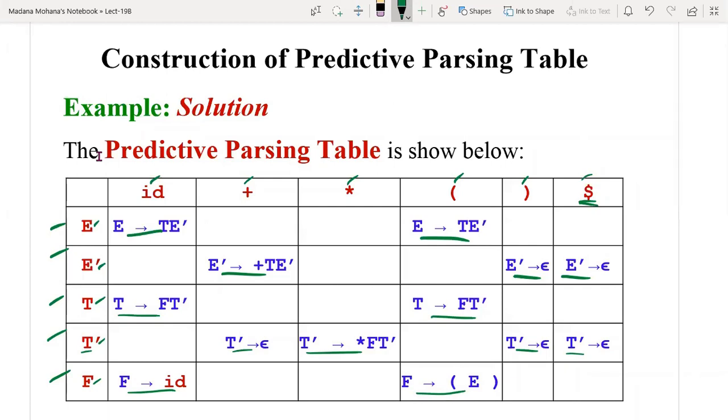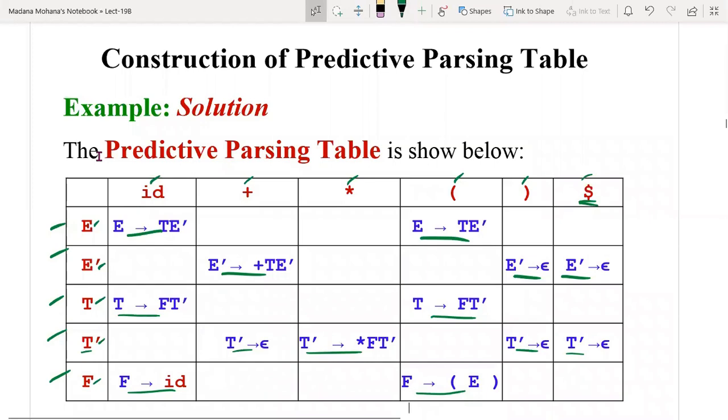So you can't add anything. That blank entry denotes error. Whatever entry values were obtained previously, only those you include. The remaining all you keep blank. Now this is the predictive parsing table. See how simple it is.